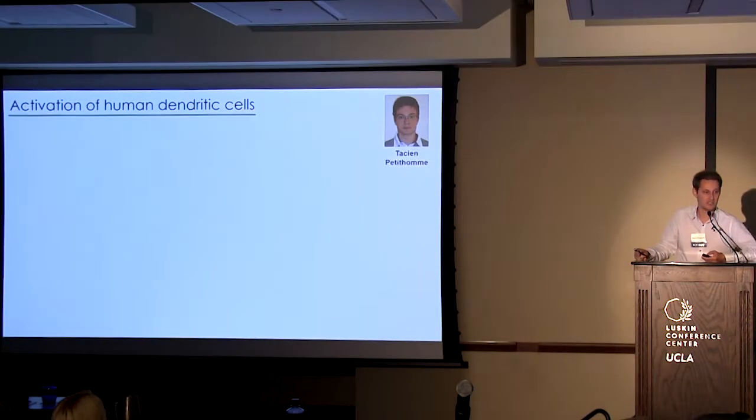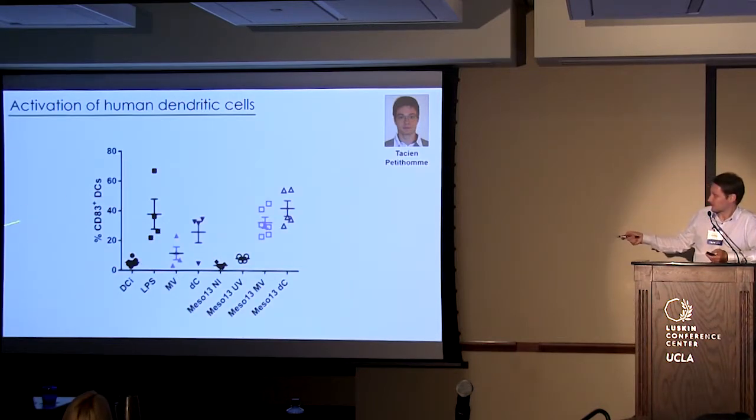So that's what we looked at right after with another student who is just starting his PhD with me, Tatien Petithomme. So we took monocytes from healthy donors and we differentiated them into dendritic cells for 5 days with IL-4 and GM-CSF, and wanted to check if these dendritic cells would activate upon a co-culture with these infected mesothelioma cells. So we looked at the marker CD83, which is found on the surface when the dendritic cells go to maturation. So you have here the two negative and positive controls of maturation.